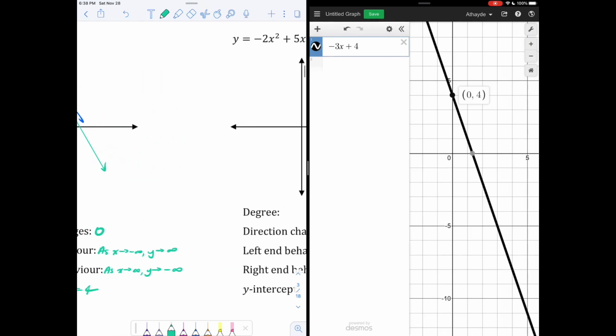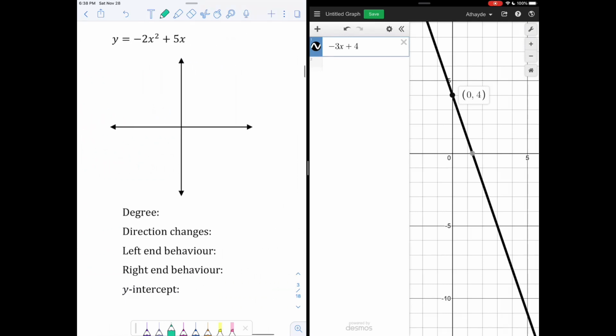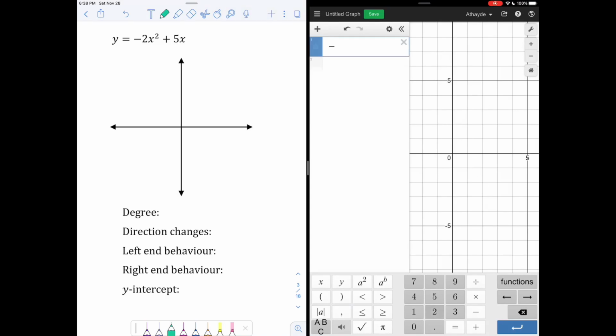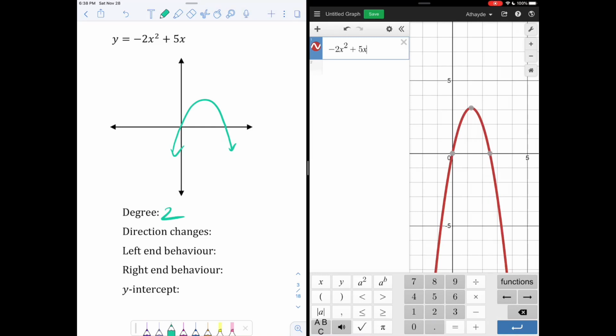Well, let's try this last one. Look, we got negative 2x squared plus 5x. Well, that's cute. Oh, so close. So close again. The perfectionist in me is saying that's okay. So the degree of this is 2, and we're looking at direction changes.